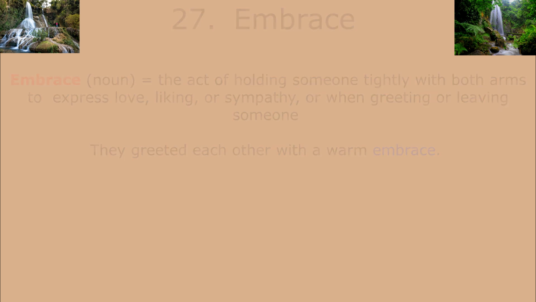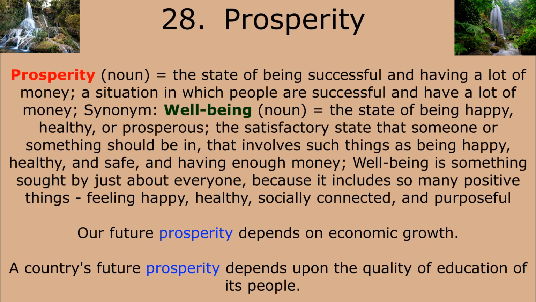The word number 28 is the word prosperity. Prosperity is the state of being successful and having a lot of money. It is a situation in which people are successful and have a lot of money. The word with a similar meaning is the word well-being. Well-being is the state of being happy, healthy, or prosperous.